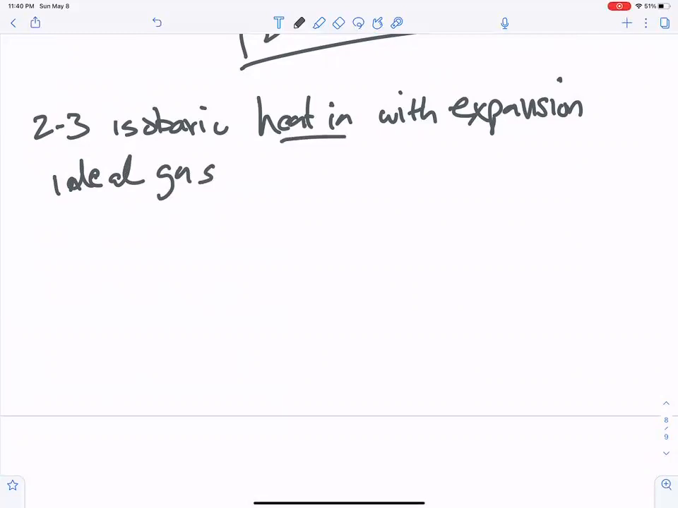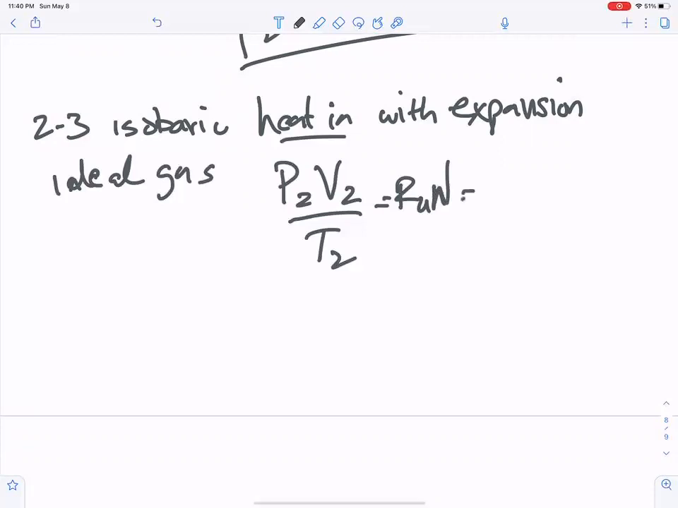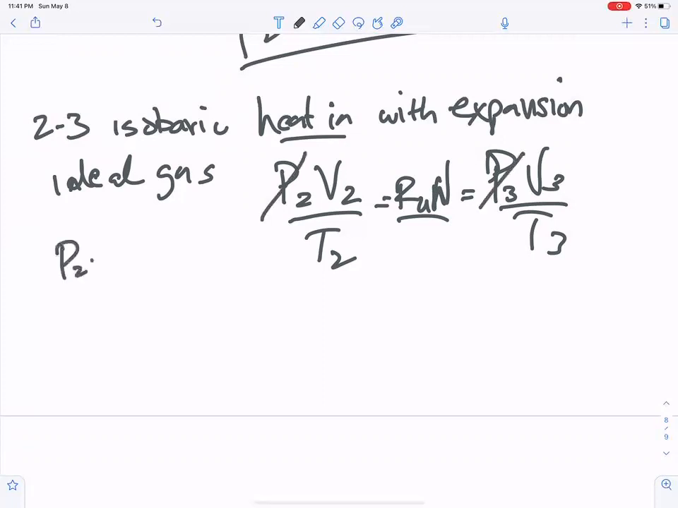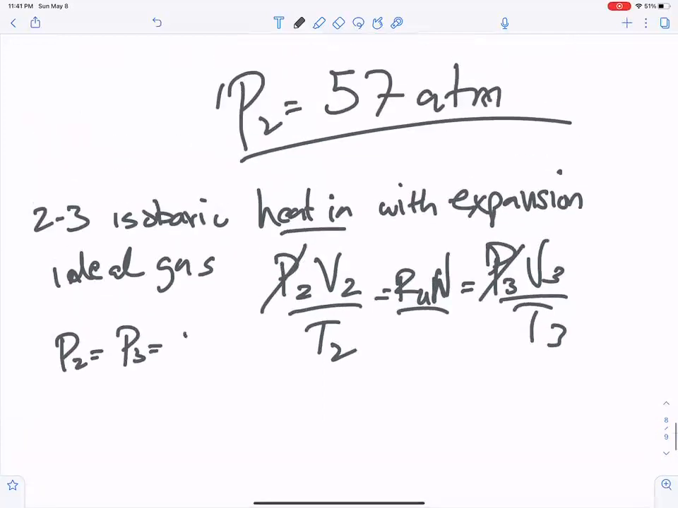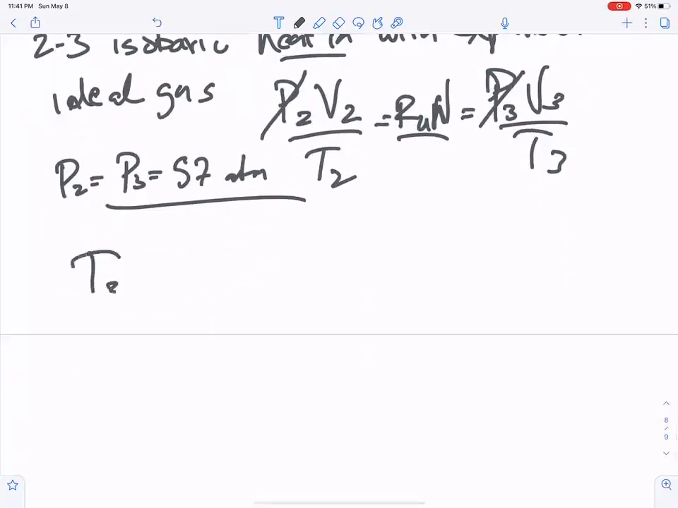And this old school chemistry thing, P2 V2 over T2 equals the ideal gas constant times the moles, but that doesn't change. So that has to link you to P3 V3 over T3 because this stays constant, the universal gas constant and the moles. So that's why you can say this as we did in high school chemistry, I hope. Okay, so that simplifies with the fact that pressure stays constant. So P2 equals P3 equals 57 atmospheres. So that's known. Now we can relate T3 to T2.